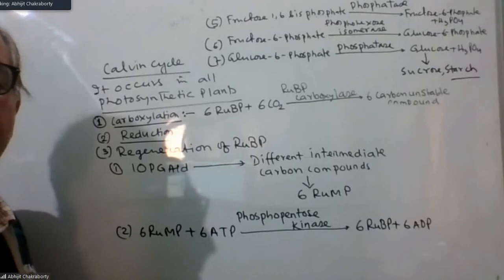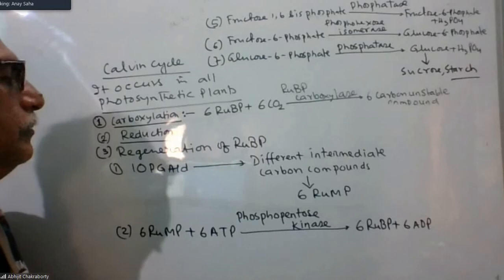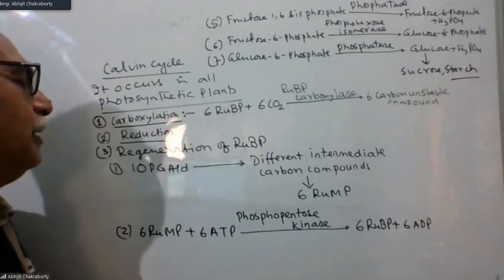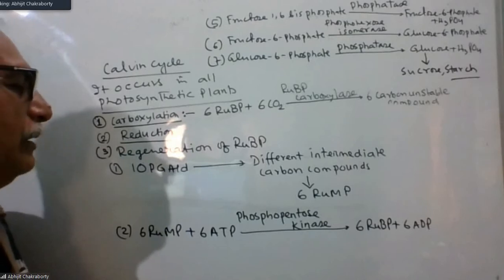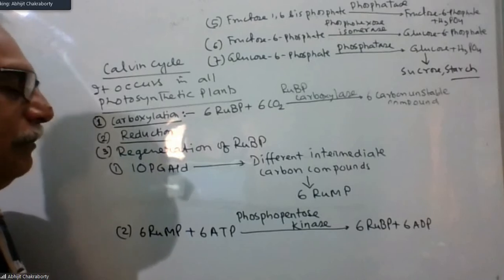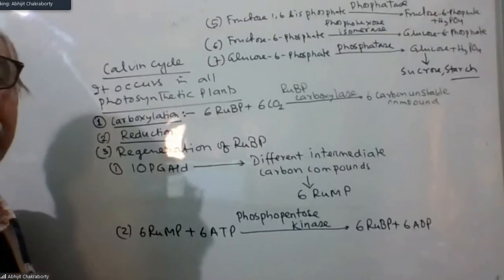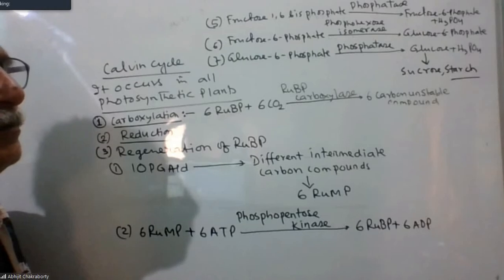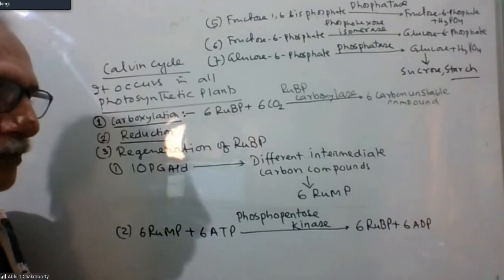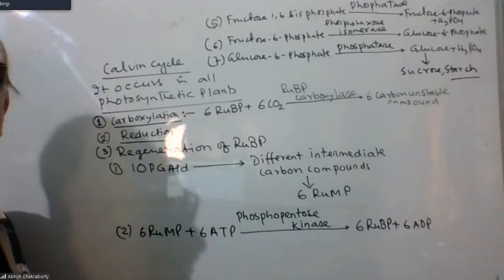Clear? Yes, sir. Regeneration of RuBP has 2 steps. In the step 1, different intermediate carbon compounds will give rise to 6 RuMP, and then 6 RuMP gets phosphorylated in the presence of ATP to form 6 RuBP, so that the reaction can continue. Calvin cycle can continue. Clear?